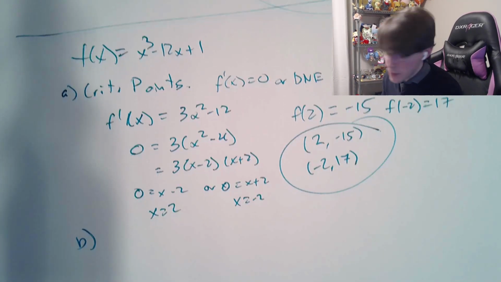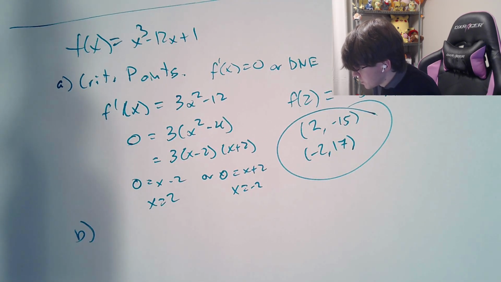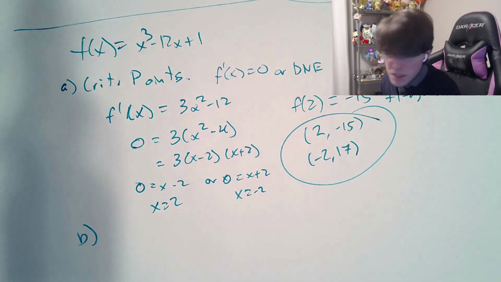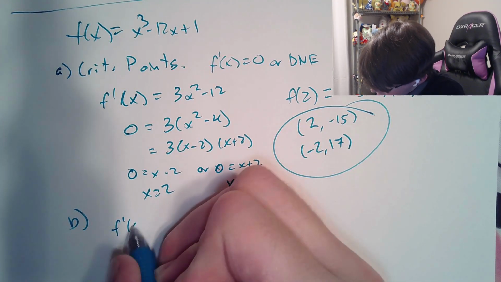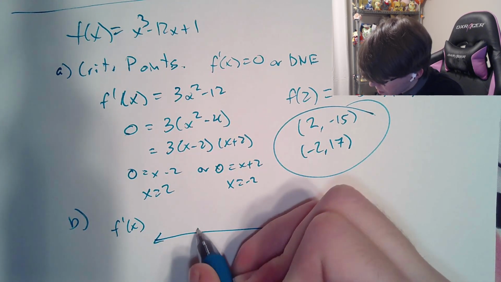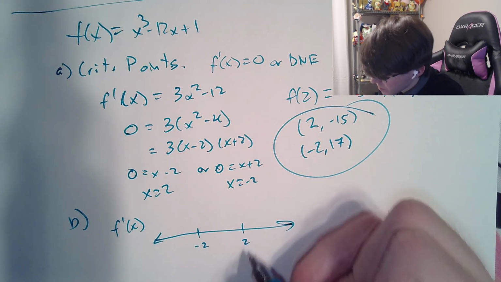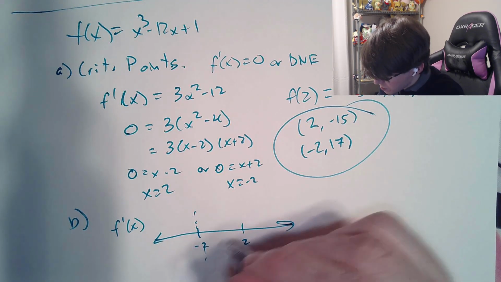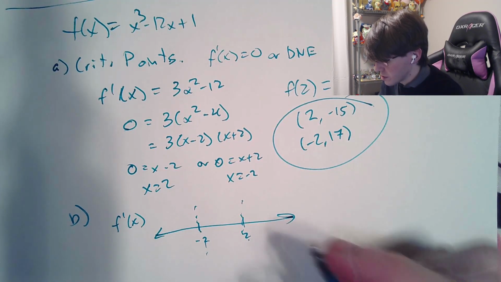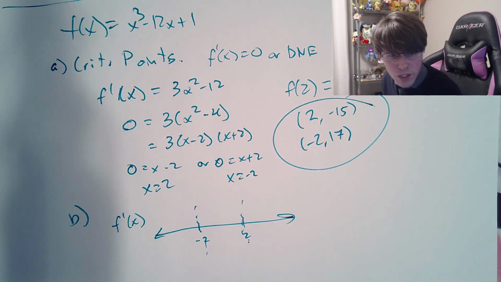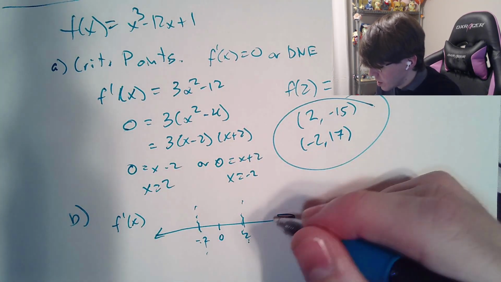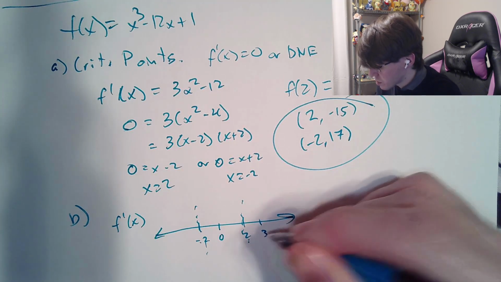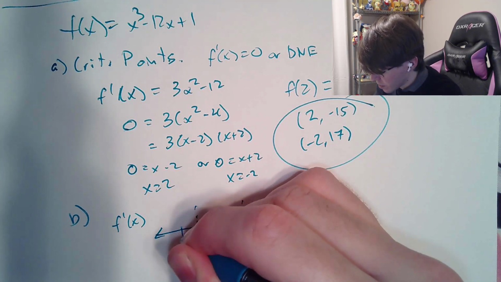After that, letter B: determine all intervals of increasing and decreasing. Typically, what they want to see for work on this question is a derivative number line with the 2 critical points as your x values, dividing it into 3 sections. You need to pick some numbers in each section. Between negative 2 and 2, the easiest value is 0. Above 2, the easiest number is 3. Below negative 2, the easiest value is negative 3.